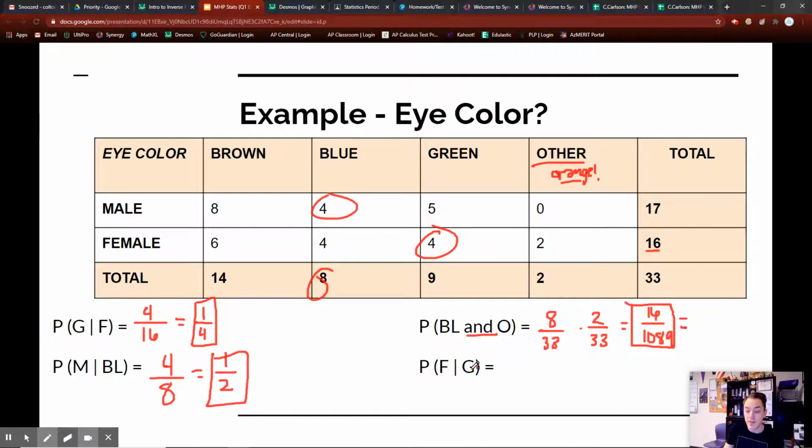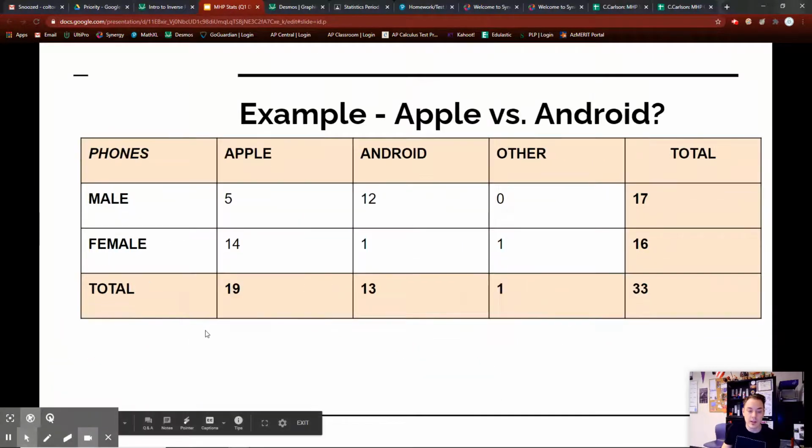Now find the probability of female given green. So female given green, so that means it's 4 right here. That's the overlap all over the condition, which is total greens, which is 9. And that is my probability. So notice how these are very similar because they both involve green females, but they're a little bit different because the condition is different. Okay, perfect. Let's erase that. Go on to my last one.